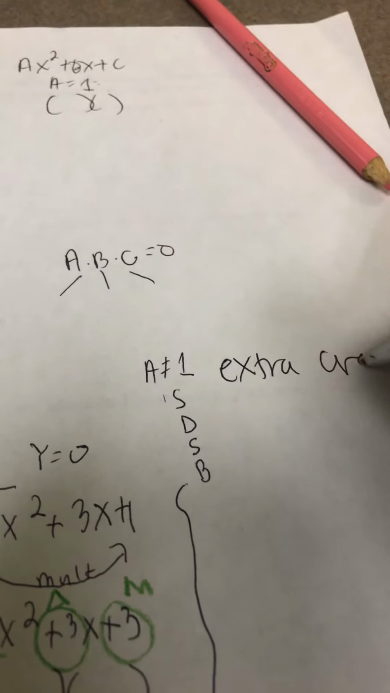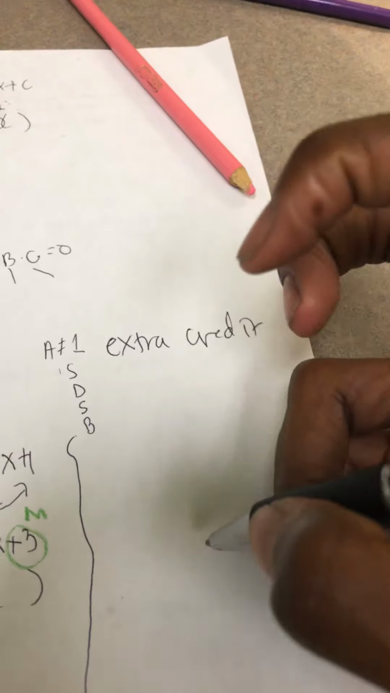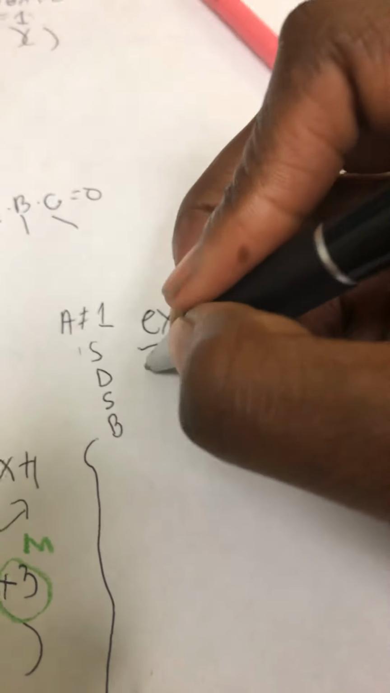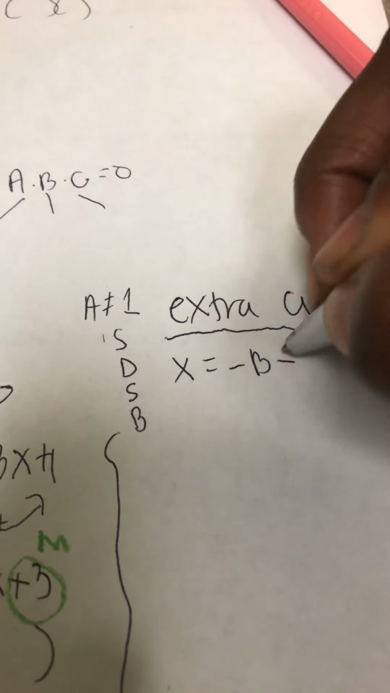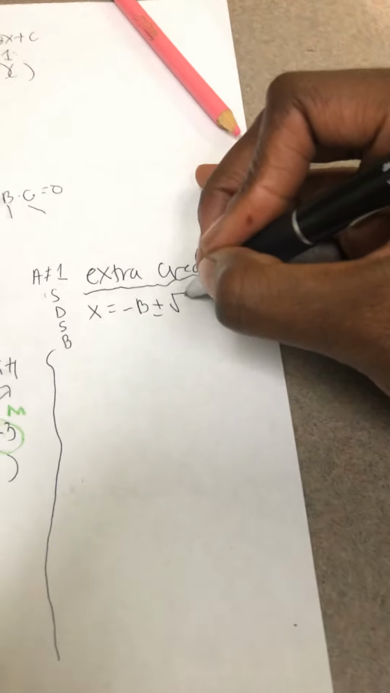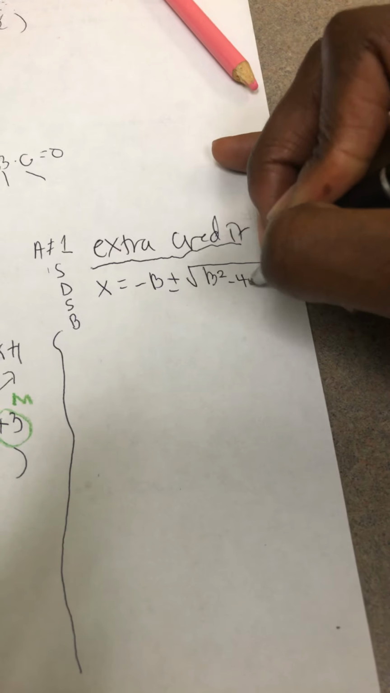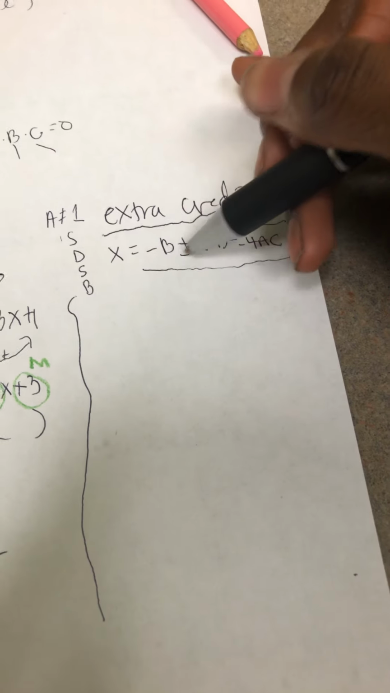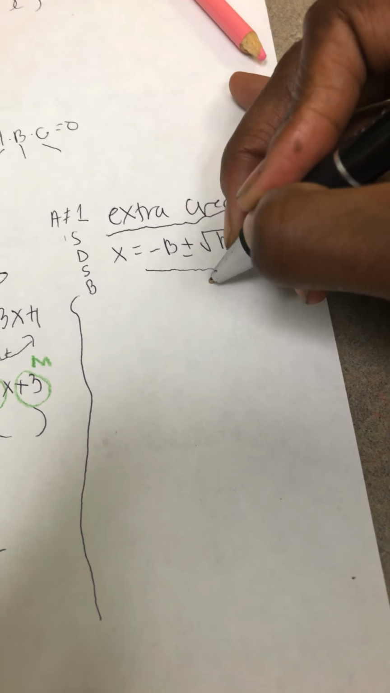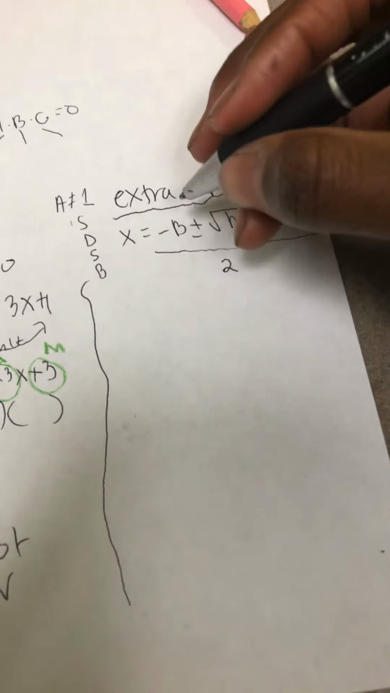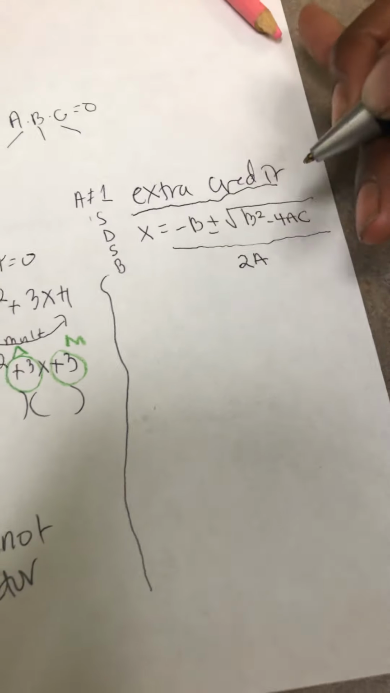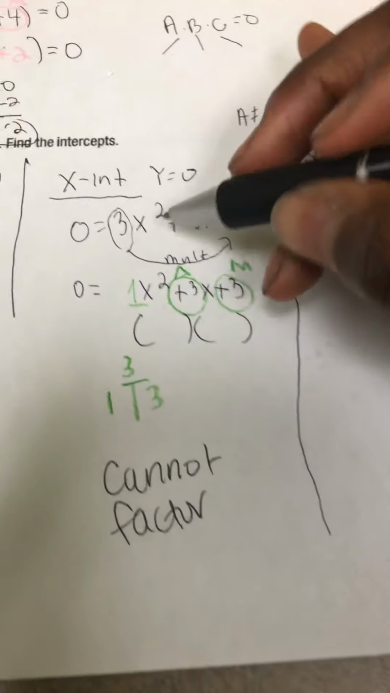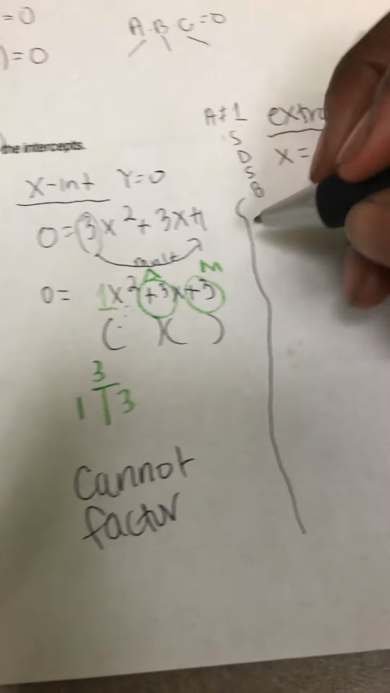So for the extra credit, to be able to solve the ones that don't factor, we have to use the quadratic formula, okay? So our quadratic formula is x is equal negative b plus or minus square root b squared minus 4ac all over 2a. Make sure that you put the line under everything, okay? All over 2a, okay? So now I'm gonna go back before I did my whole slide divide. You don't wanna start down here. You need to start before you did the slide divide.